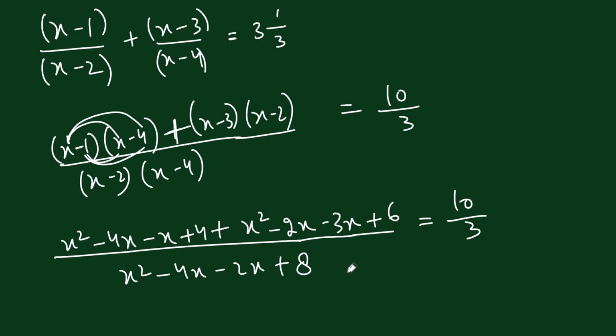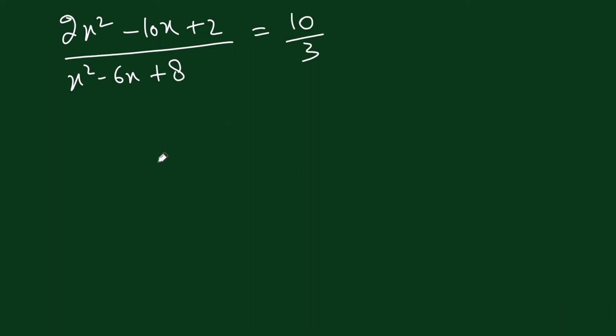Now take the like terms. Look at the like terms. The x square term and x square term are like terms. Minus 4x, minus x, minus 2x, minus 3x, all are like terms. 4 and 6 will be added or subtracted as they are like terms. Similarly in the denominator. So after combining the like terms, we got this. Again, you can see we don't need to take LCM, as the LHS has already taken LCM. On the RHS, only one fraction is there.